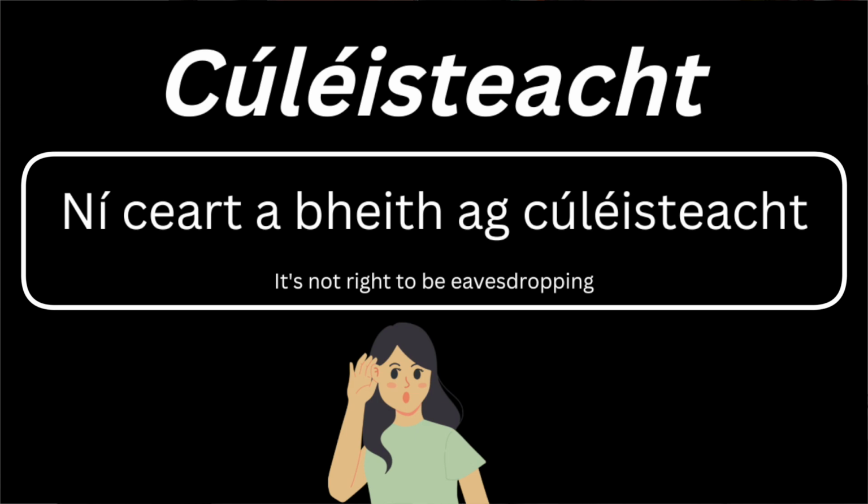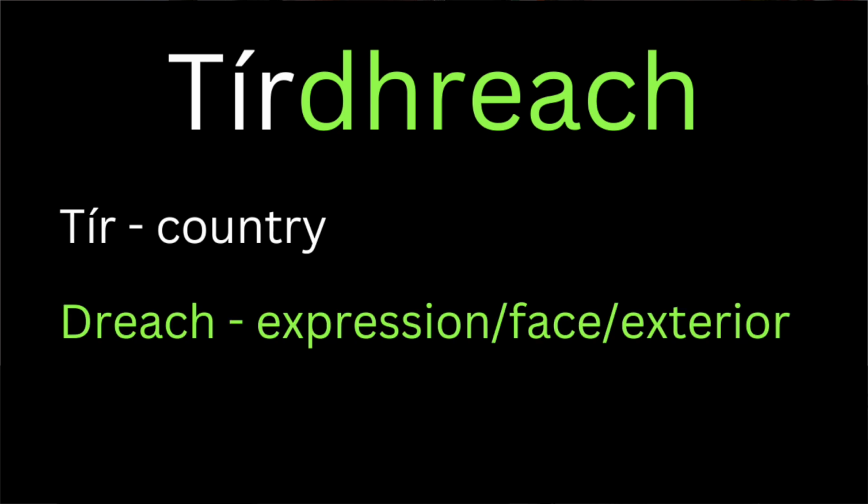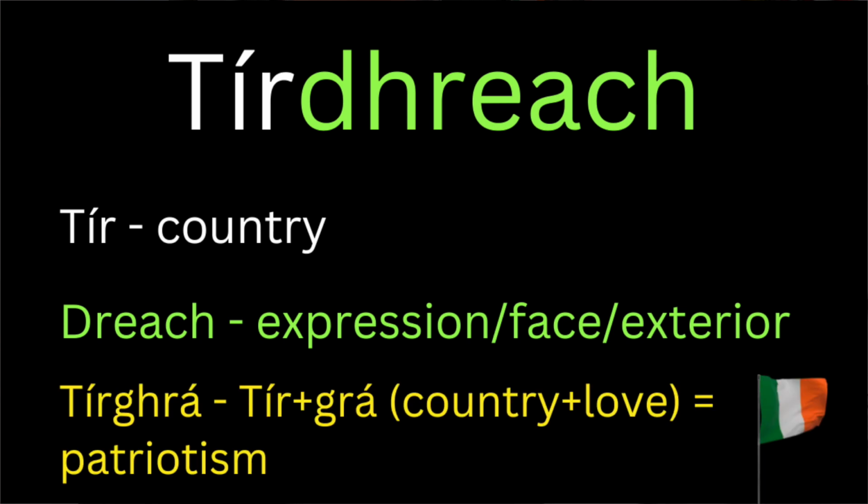Our next word is tírdhreach, and this means landscape. Tírdhreach. So two words again come together here to make this useful word. Tír, which is land or country, and dreach then, which means an expression, a face, or an exterior of some type. So it literally means the expression of the land or the expression of the countryside. And in many ways it reminds me of the Irish word tírghrá, which means patriotism. So tír means country, grá means love. Love of country is patriotism. So it's a similar word, a similar makeup style there as well.